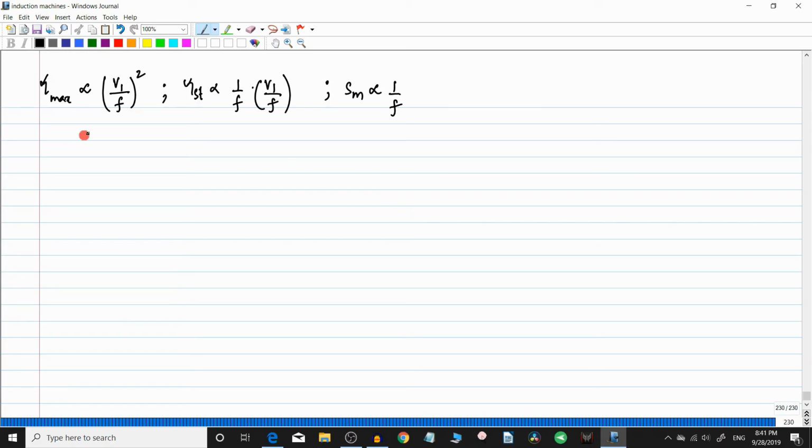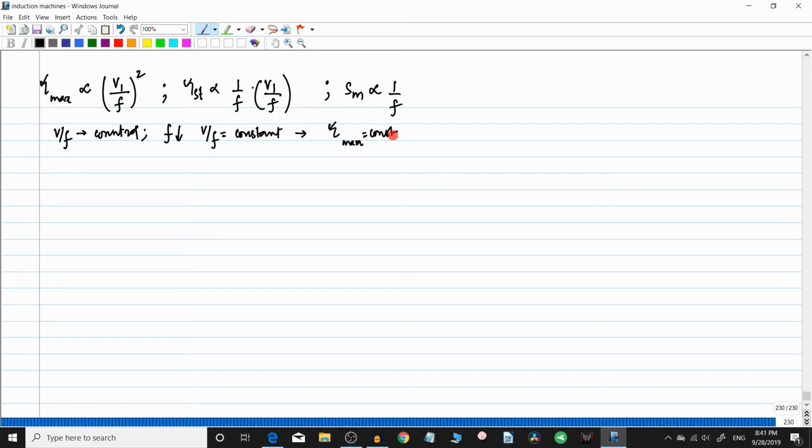For example, you're using V by F control. In V by F control, you are reducing the frequency, but you are maintaining V by F to be equal to constant. So torque max is proportional to V1 by F the whole square. So V1 by F is constant. In this type of speed control, V by F is always constant. Therefore the torque max also will be constant.